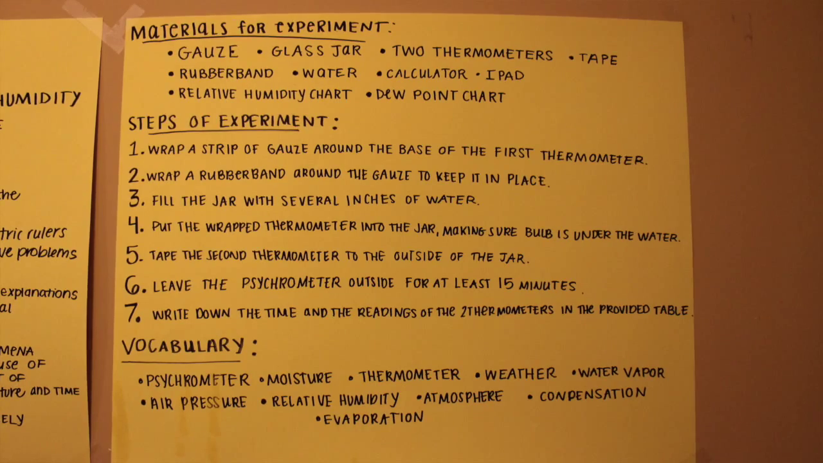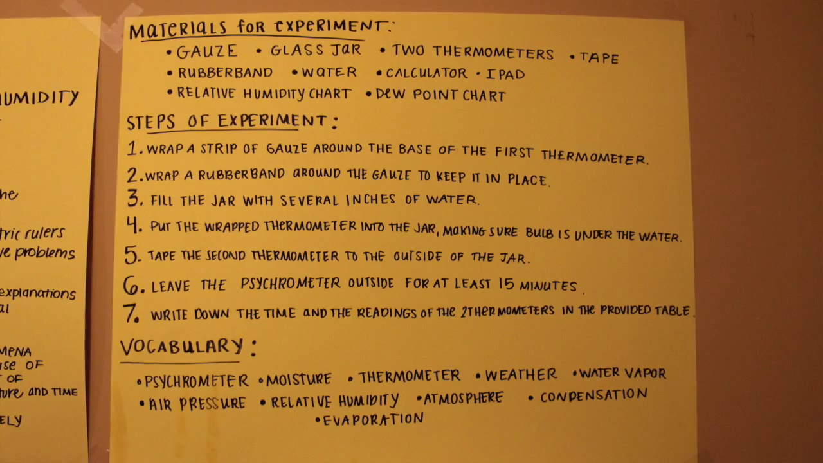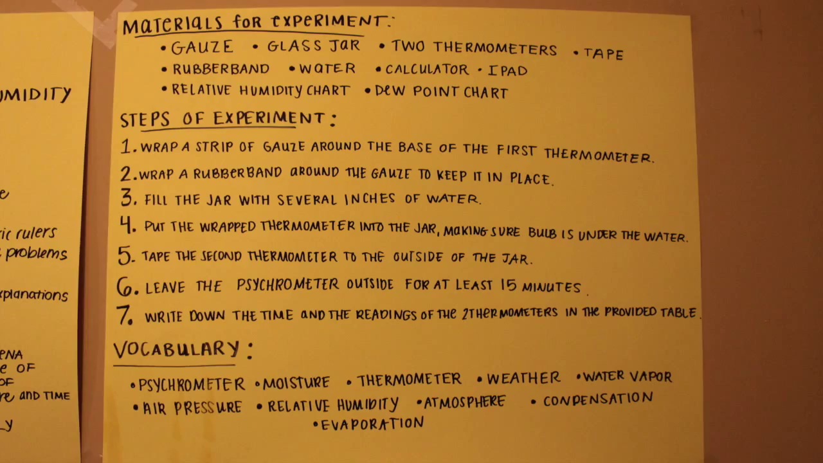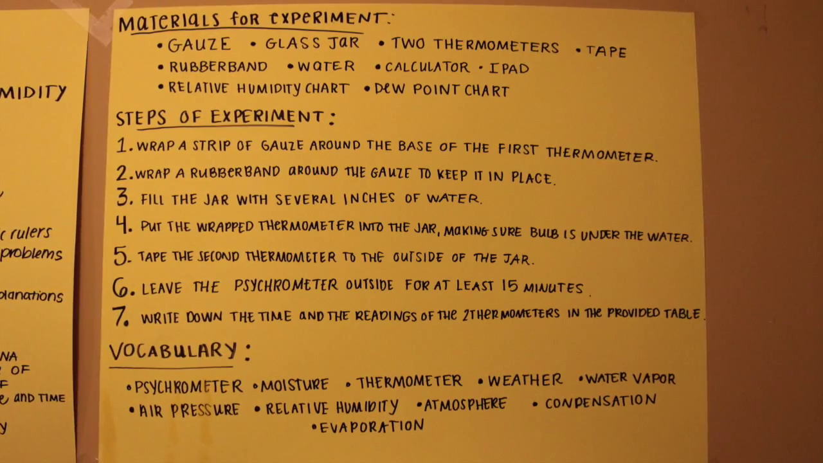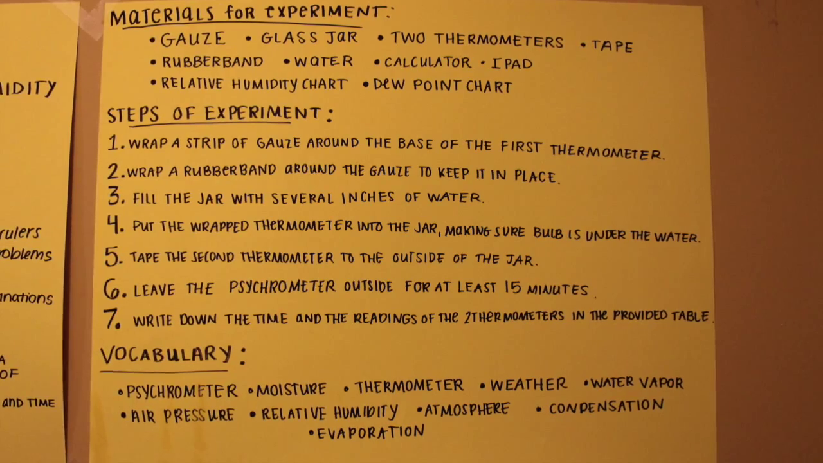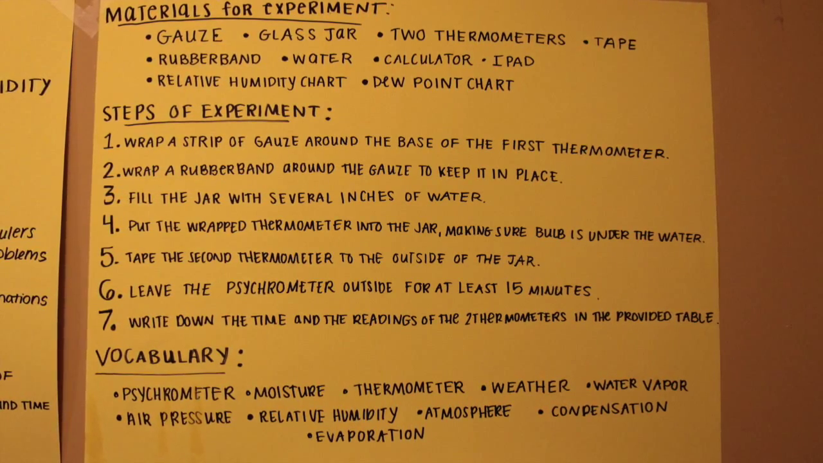Wrap a strip of gauze around the base of the first thermometer. Wrap a rubber band around the gauze to keep it in place. Fill the jar with several inches of water. Put the wrapped thermometer into the jar, making sure the bulb is under the water.